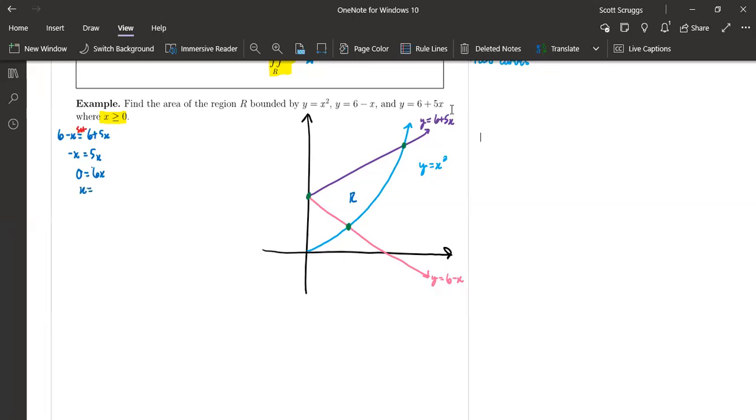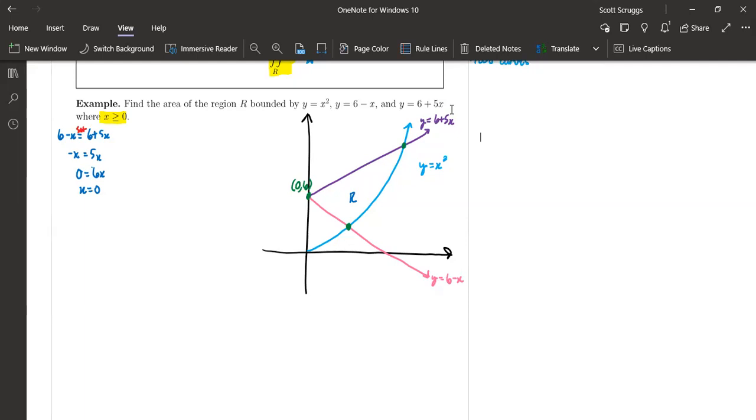So for x, I know that this point on the y-axis is going to have an x value of 0. And we could quickly see, because the two lines are in slope-intercept form, that the corresponding y value would be 6, since that is the y-intercept of both of those lines. Okay. Now let's continue finding the intersections of x squared with each line respectively.